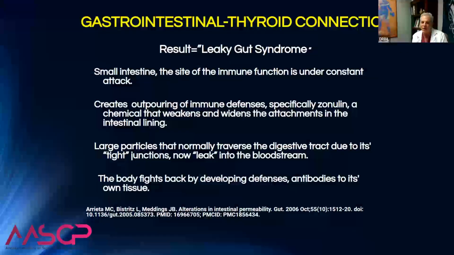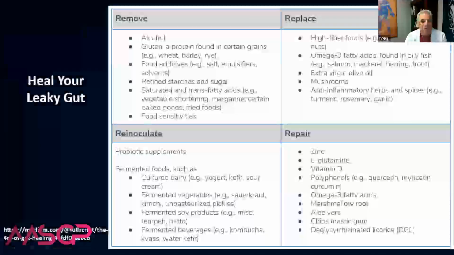Zonulin is sort of the adhesive between the cells in the small intestine, and you can actually measure zonulin levels. It's still labeled as experimental, but it's pretty safe to bank on that when you get one of your GI tests. The body fights back when these large particles get into the bloodstream that don't belong there, and again it sets off the cavalry, your antibodies.